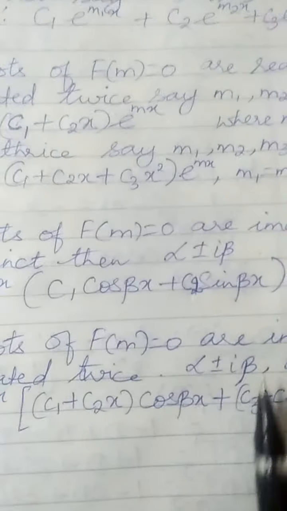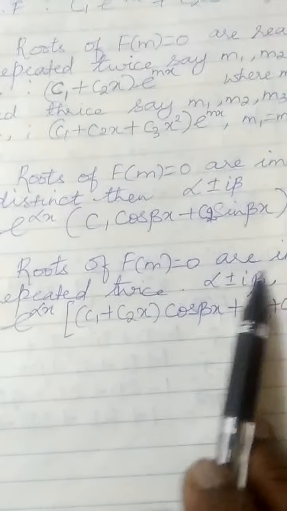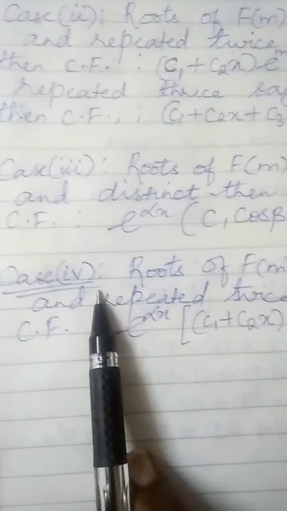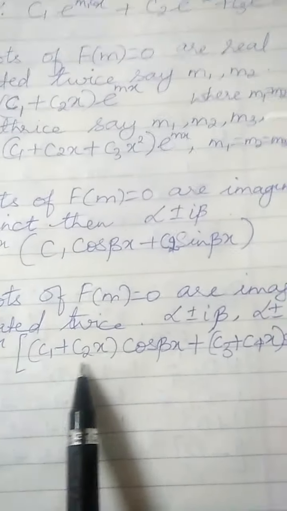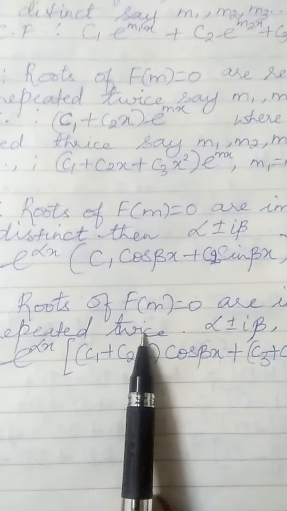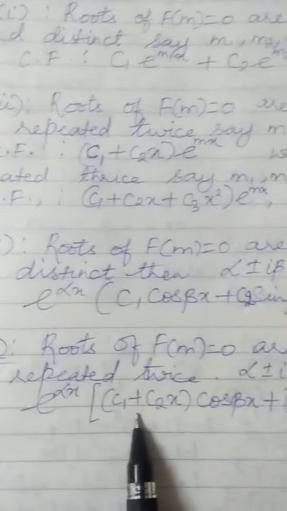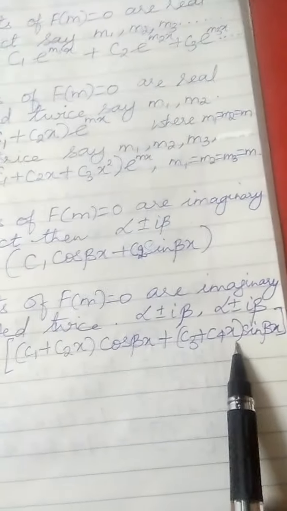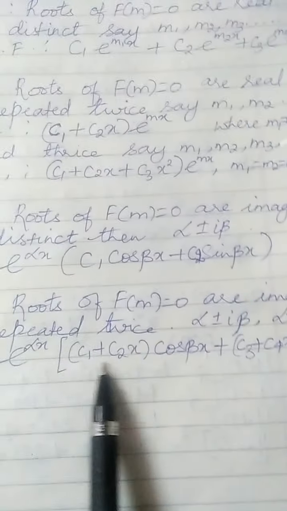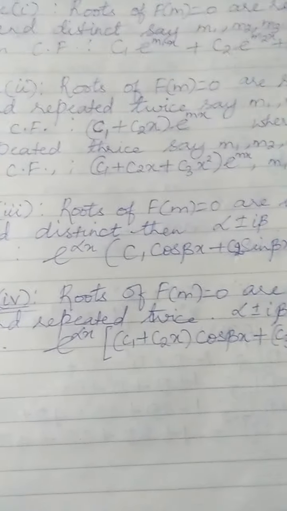In case these roots are imaginary and repeated twice, then it falls in case 4, and the complementary function will be e power alpha x into [(c1 plus c2x) cos beta x plus (c3 plus c4x) sin beta x], because it is repeated twice, the same way as real and repeated twice. So c1, c2, c3, c4 are all constants. We can also use a, b, c, d.